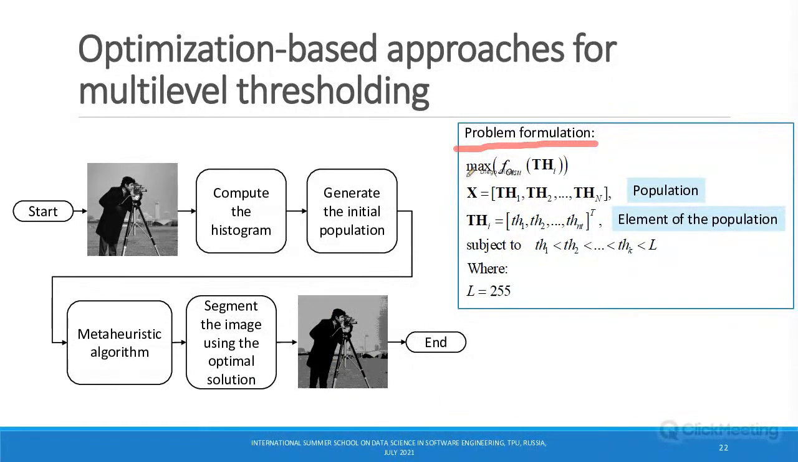In the problem formulation, we have the objective function and the population defined in this way, where we have sets of thresholds that have this configuration, and they are subject to this constraint. Here L is a value that depends on the maximum intensity level in the image. So by using this kind of methodology, we can include metaheuristic algorithms in the process of multi-level thresholding.